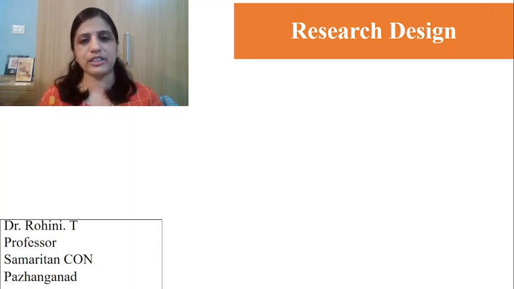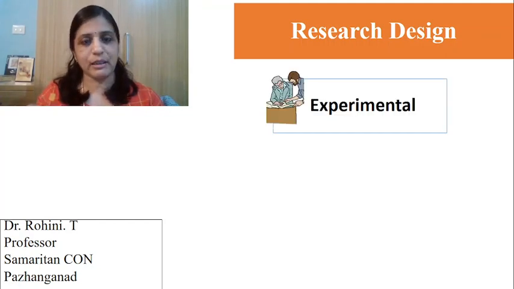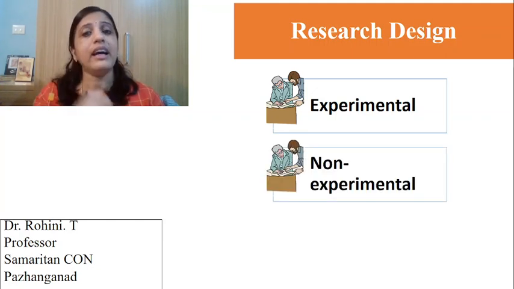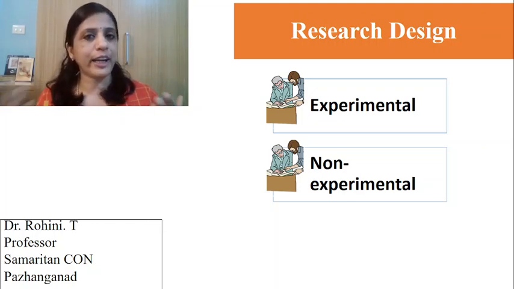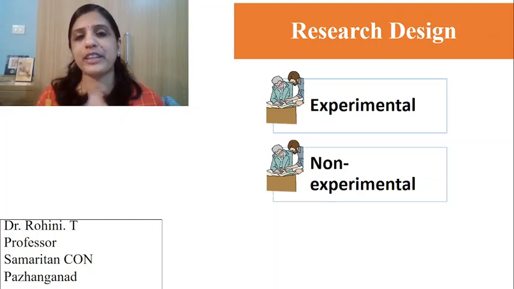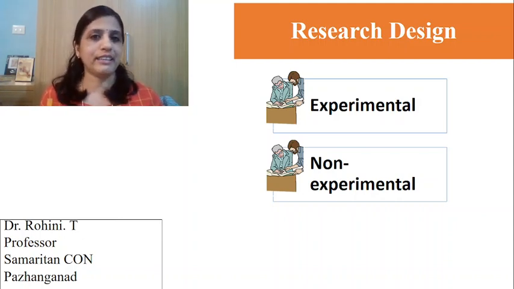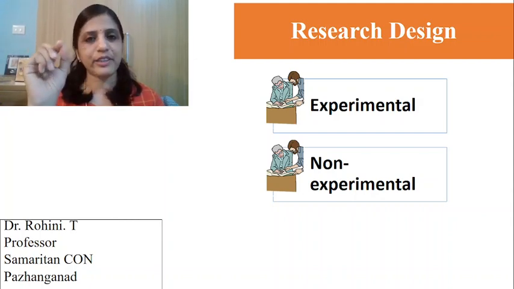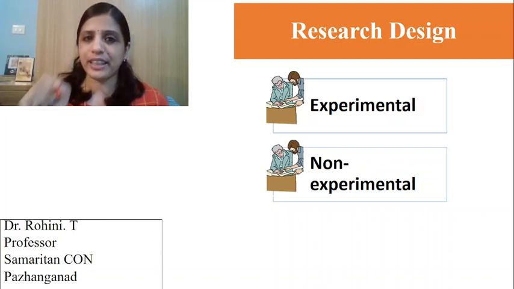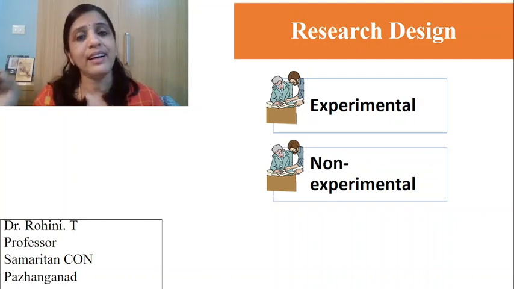Now, coming to research design. What should I write under research design? Again, it depends on your research approach. If you are selecting a quantitative research approach, your design might be either an experimental design or a non-experimental design. If you're going to use an intervention, then it becomes an experimental design. If you're not going to use any intervention, then it becomes a non-experimental design. So for a quantitative approach, if you're using an intervention, write it as experimental, or otherwise write it as non-experimental research design.